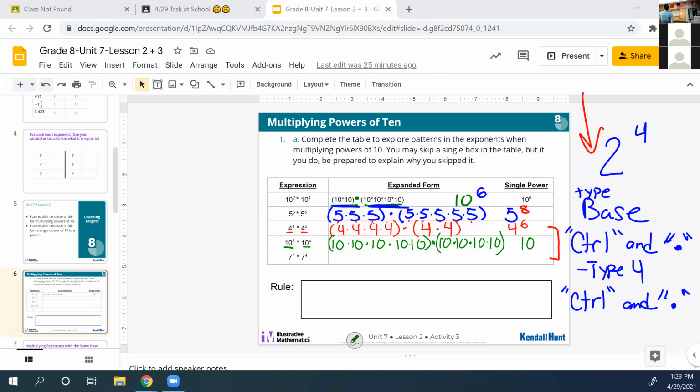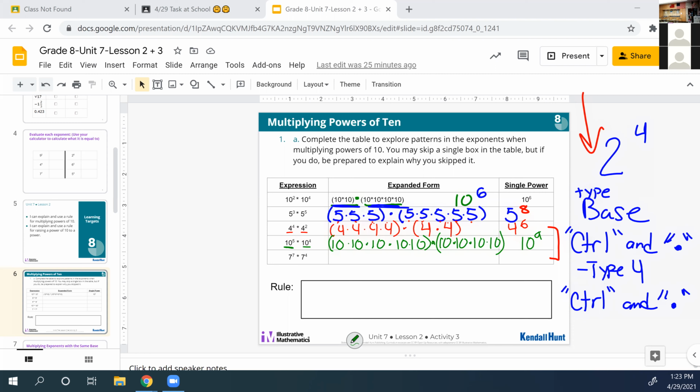I understand that Bridget gets how to do this. I need other people to tell me, what did you get for an answer? 10 to the what power here, people? Ninth. Very good, Gabby Campany. Very good, Sawyer. Very good, Jaden. Very good, Annie. 10 to the ninth power, because you count up those tens and there are nine of them. Very good. Last one here.